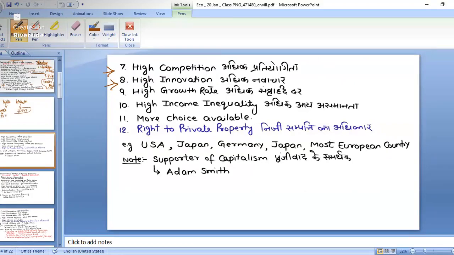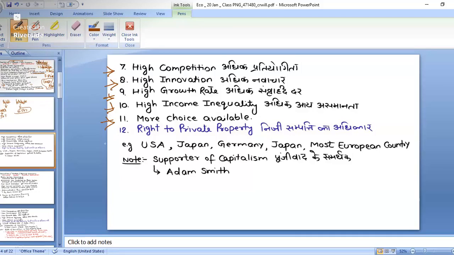So here there will be high innovation, then high growth rate, and high income inequality will be there, like the richest will be getting richer and the poorer will be getting poorer. Here there will be more choice available. Since they will be having high competition, more choices will be available. All those private companies will try to make various different things.